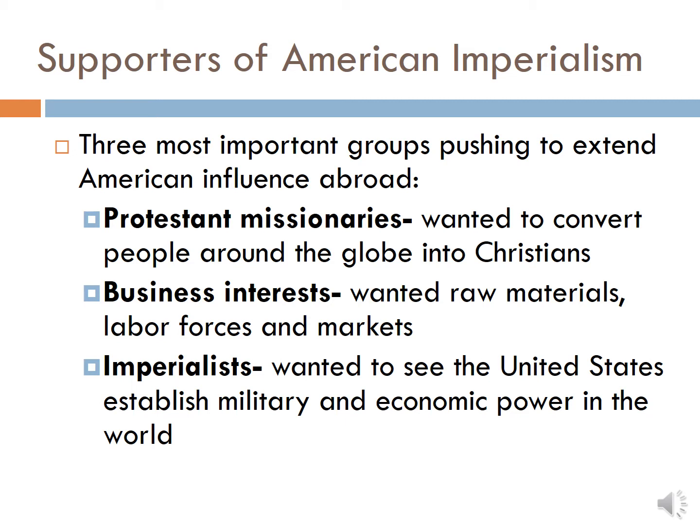Finally, you have the imperialists. And the imperialists wanted to see the United States as a global power. Keep in mind that at this point in history, at the turn of the 20th century, the United States is not really seen as a global power. The global power center is in Europe. And so the United States wants to see that global power center shift to the US. And so the imperialists have a motivation for wanting to expand the US economic presence, but also military presence across the globe.